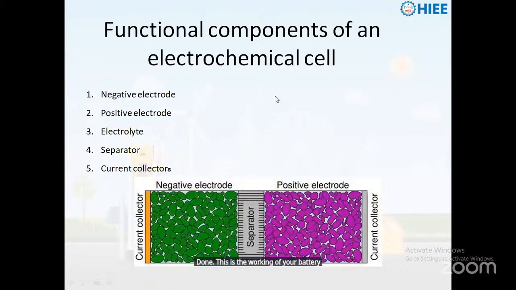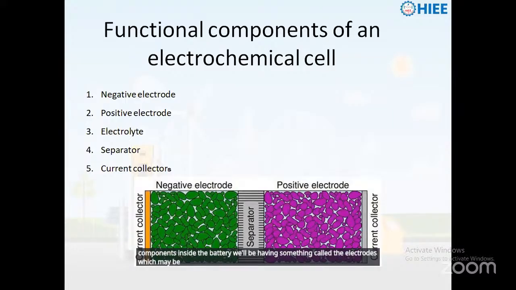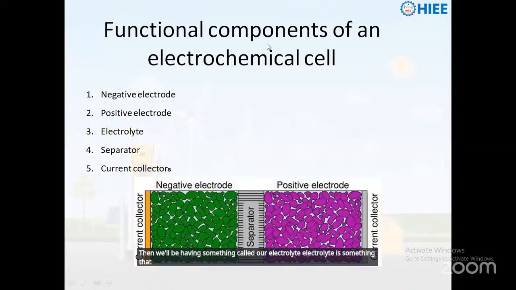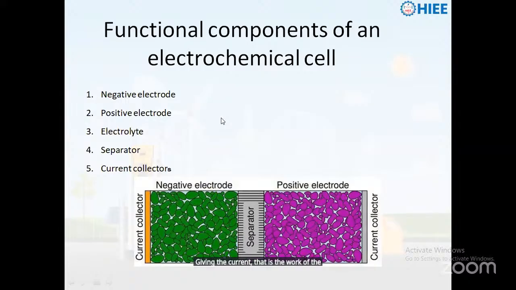If we properly check the components inside the battery, we have the electrodes, which are the negative electrode and the positive electrode. Then we have the electrolyte, which is the medium where the electrons can move. Then we have the separator, which separates the positive terminal and negative terminal, and protects the battery from short circuits. Then we have the current collector, which takes the current or gives the current. That is the work of the current collectors.